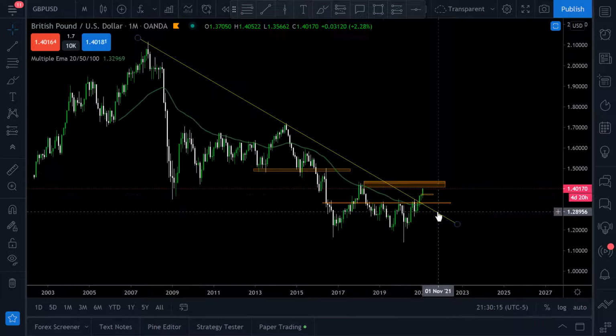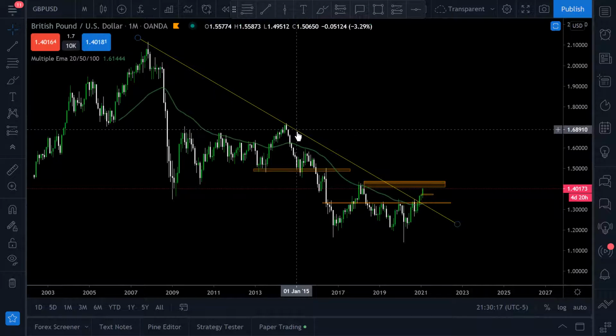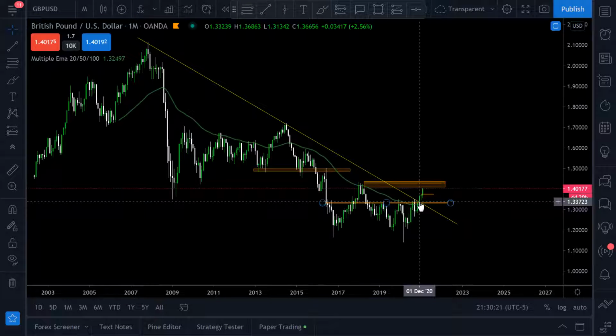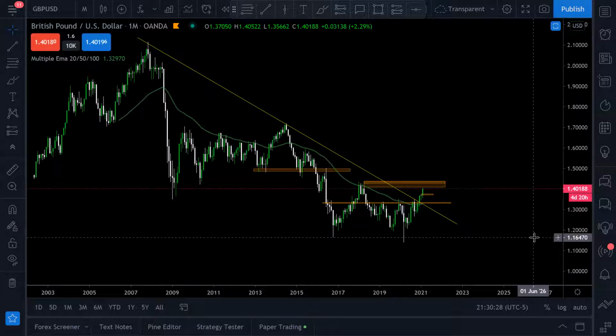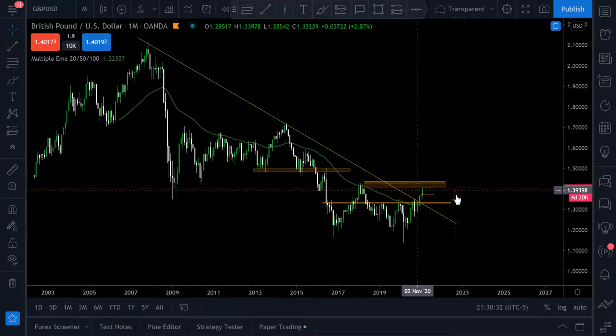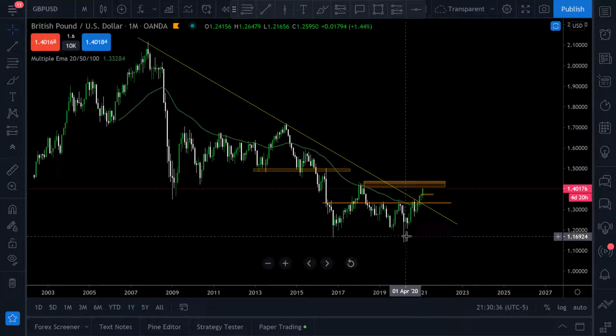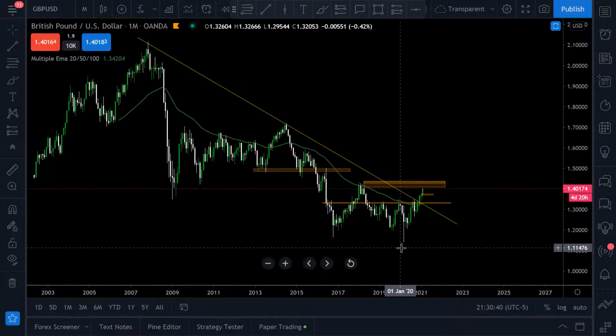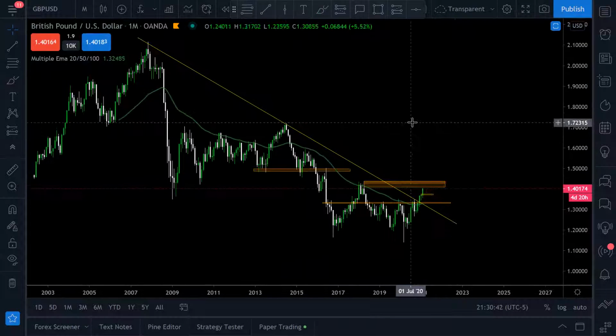So you see how it's been respected here, here, and it stayed under it until we got here in December of last year, and then we broke above it, right? So now we want to see, should we be going long? Or are we just going to start turning bullish here? Right here, the momentum changed. But did the trend change? Let's take a closer look at that.